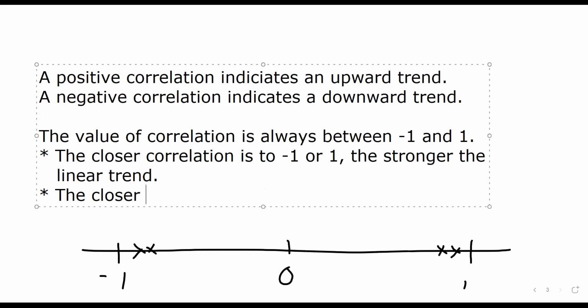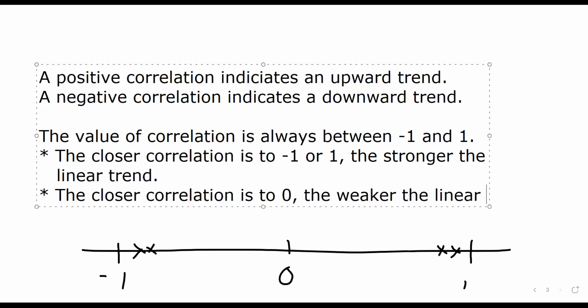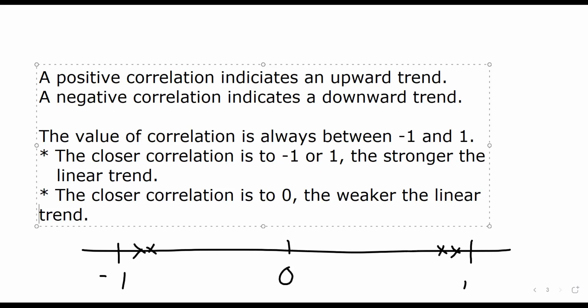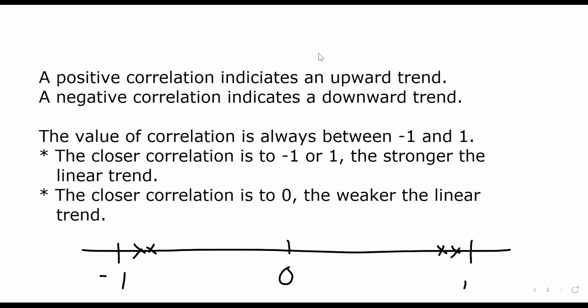The closer correlation is to 0, the weaker the linear trend. So if your correlation on this scale falls like here or somewhere around there, those are weaker. Now, there's always a question: what's the boundary between a weak linear trend and a strong linear trend? The answer is there's no set answer to that.